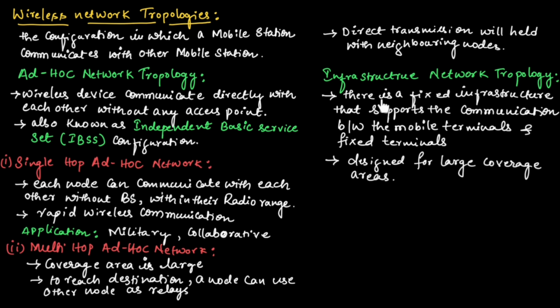In infrastructure network topology, there is a fixed infrastructure that supports the communication between mobile terminals and fixed terminals. These types of network topologies are designed for large coverage areas to cover a large number of mobile terminals or mobile stations. This is about wireless network topologies.